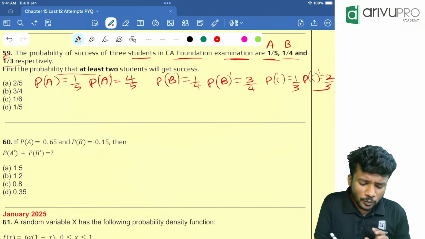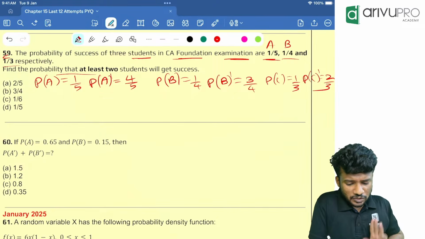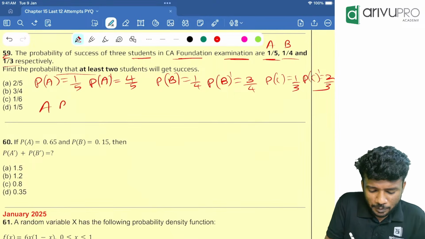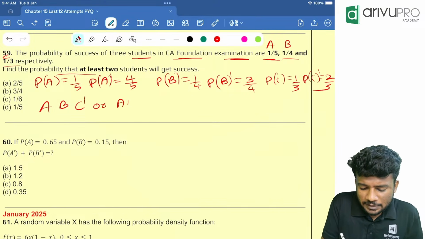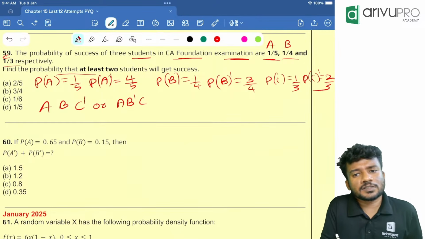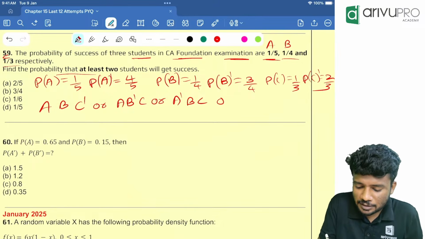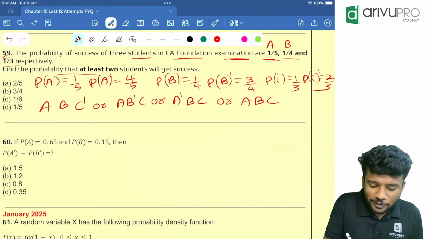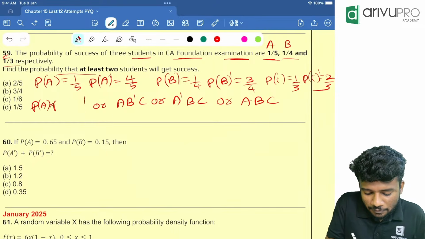Everything we wrote. Now they are telling, find the probability that at least 2 students will get a success. 2 students out of 3, 2 should be successful. How will you write that? A is successful, B is successful, C is not successful. Or A is successful, B is not successful, C is successful. Or A is not successful, B is successful, C is successful. Or A is successful, B is successful, and C is successful. How will you write in terms of probability? You will write it as P of A into P of B into P of C complement.